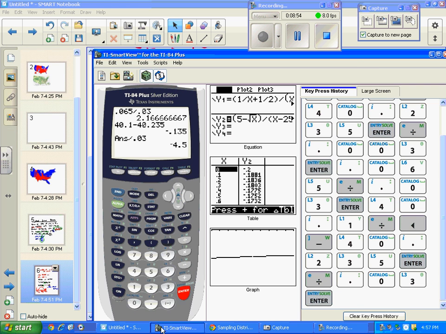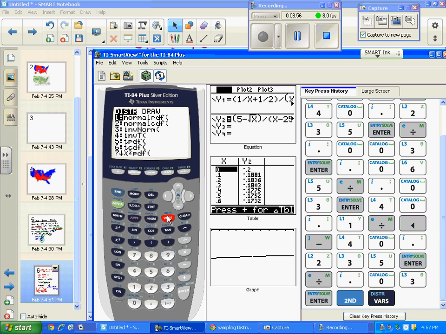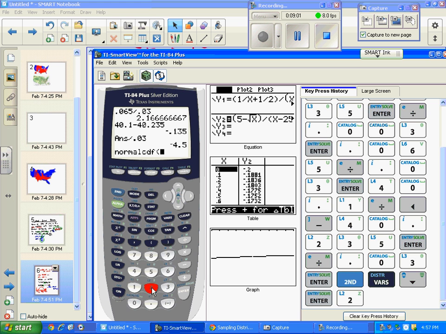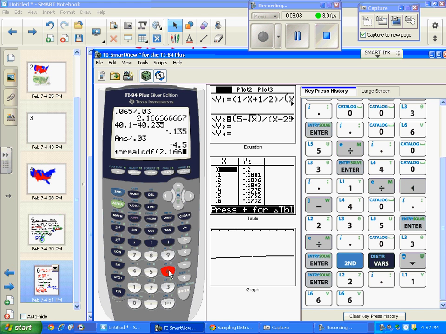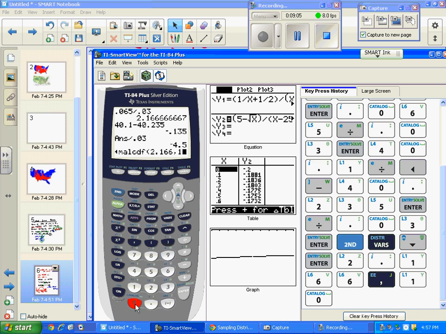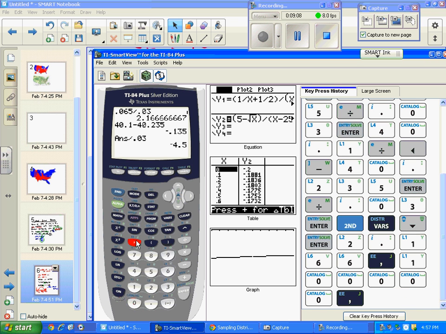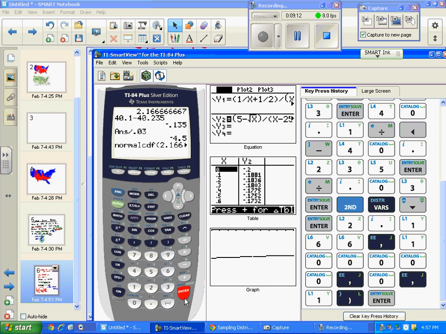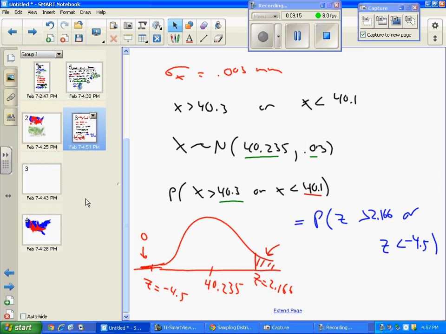Let's do that. Second distributions, we'll go to normal CDF. The z-score we had was 2.166, comma, up to a huge number, comma. When you're dealing with z-scores, the mean is 0 and the standard deviation is 1. Hit enter, and we get an area of about 0.015. Okay, so this is not very likely to occur. That's good. That means that this machine is producing axles that are going to be usable.